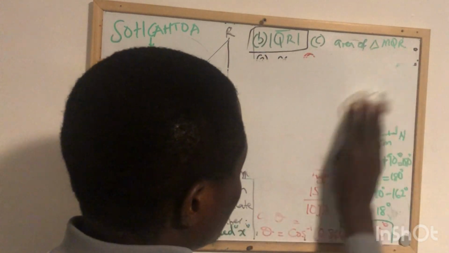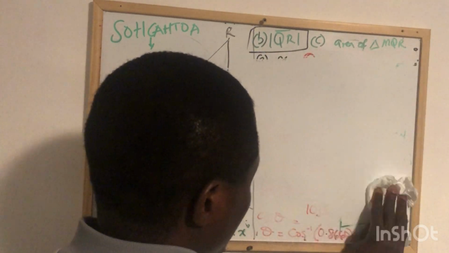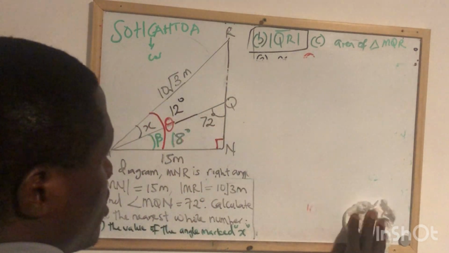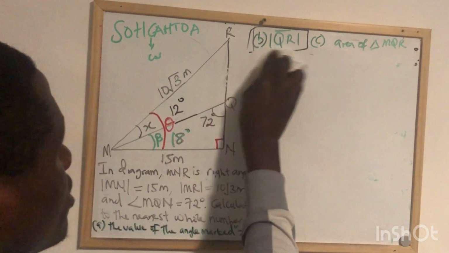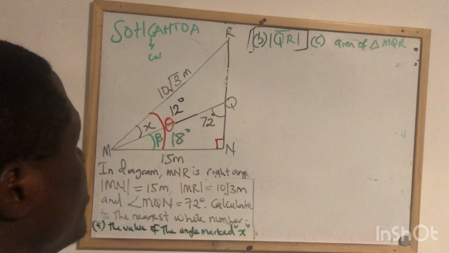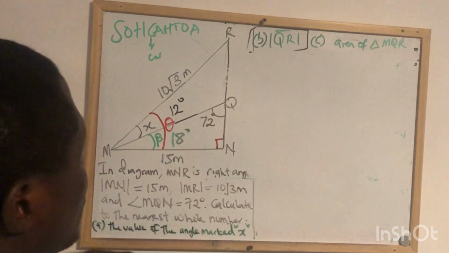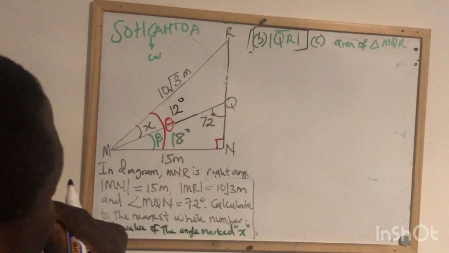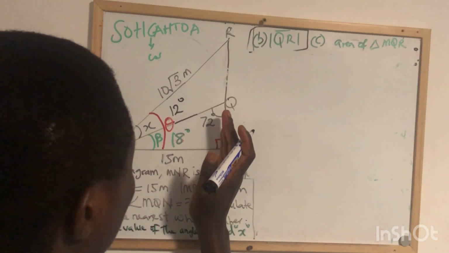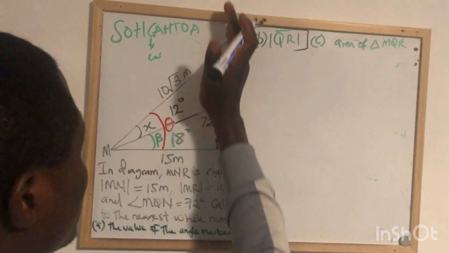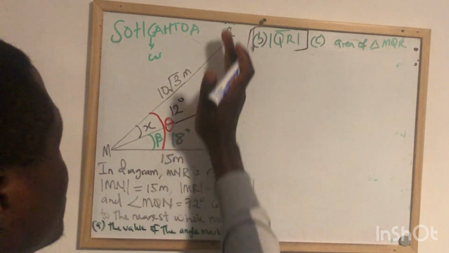Calculating the QR value, which is the next question. So we need this QR. To calculate QR, we need to get the whole length of this itself.